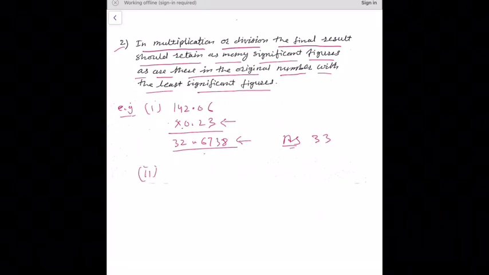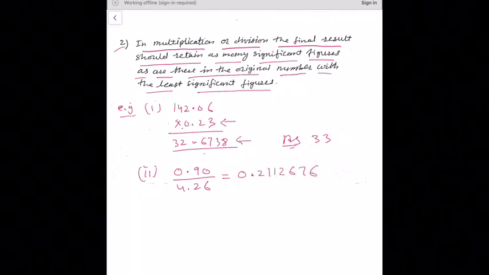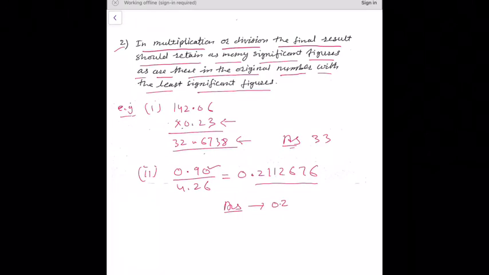Second, division of two numbers, 0.90 upon 4.26. After division we will get 0.2112676. The least precise number has two significant figures, so the answer should have two significant figures. So the final answer is 0.21. That's all for today.